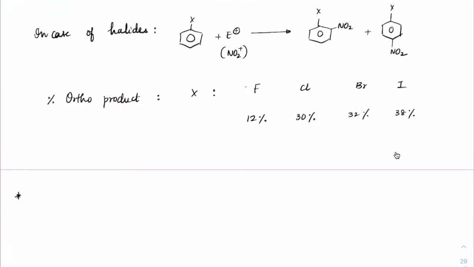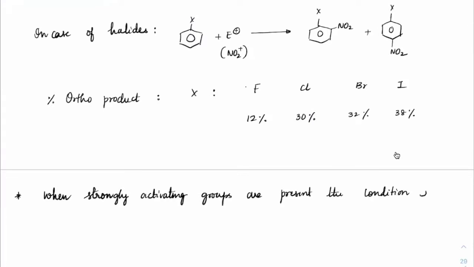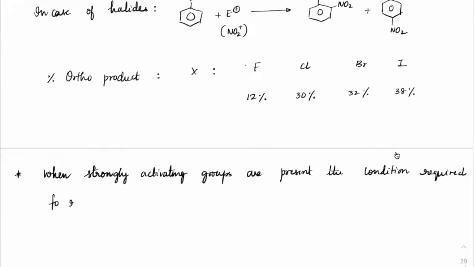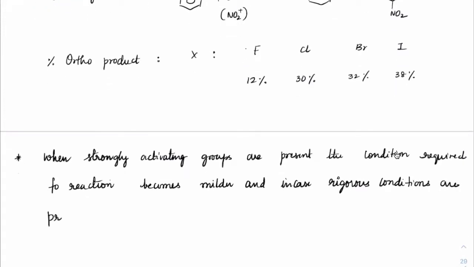Next factor. Now, in case we have a strongly activating group, keep writing this first: when strongly activating groups are present, the condition required for reaction becomes milder, and in case rigorous conditions are provided, substitution happens at all possible positions.